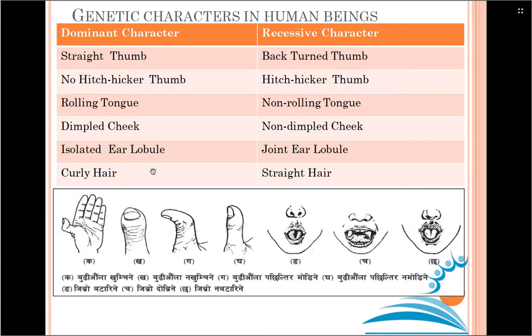Now here also many people have curly hair and only few of them have straight hair. Since curly hair is found in a large population of humans, this is a dominant character, and straight hair is a recessive character. So it can be asked in the exam, write two dominant characters or write two recessive characters. Please write these points.